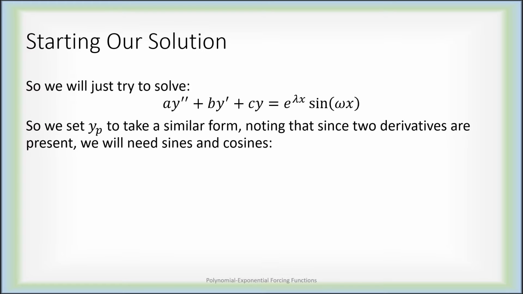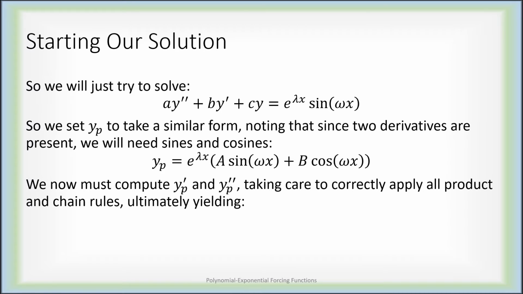So we're going to set y sub p to take on a similar form. But since there are two derivatives present, we're going to end up with this mixture of sines and cosines. So our proposed forcing function should have the same exponent, and the sine and cosine should have the same period as our desired sine function, but we will need some combination of sines and cosines.